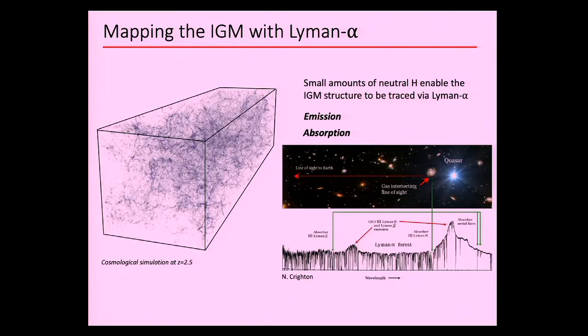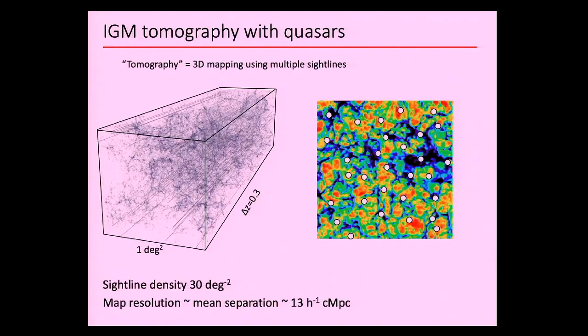So if you want to build up 3D maps of the intergalactic medium, then you need to observe many sight lines. This is what's generally referred to as IGM tomography. If you have many different sight lines towards some background sources that pierce the same volume, then you can interpolate between those and build up maps of the IGM. The backlights could be quasars. This example illustrates that. All of these sight lines have a density representative of a quasar survey. This is just a cross-section of this simulated volume, so you can see the dots are the sight lines.